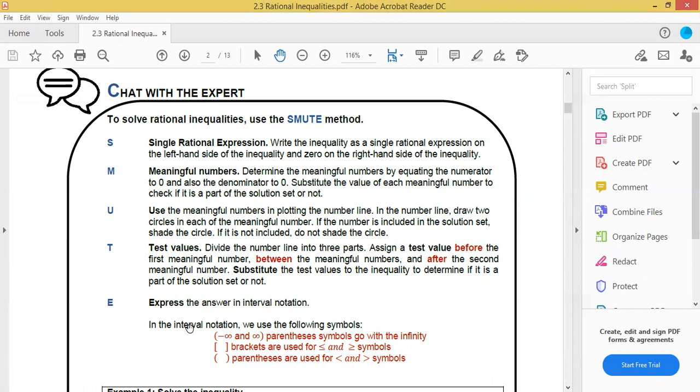In grade 7 and 8 mathematics, we are acquainted with when to use the parentheses and the brackets in writing symbols. For example, if it's negative infinity and positive infinity, a parenthesis will go with it. If there's an equal sign, then we use the brackets, and parentheses for greater than and less than symbols.